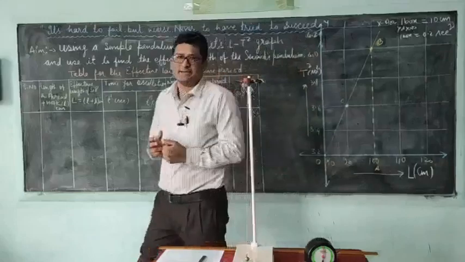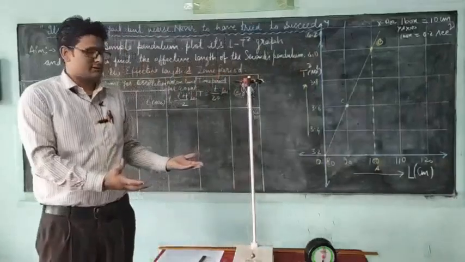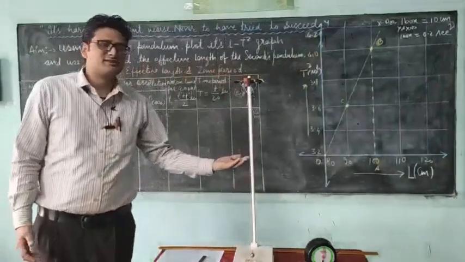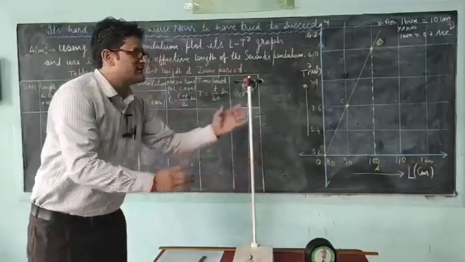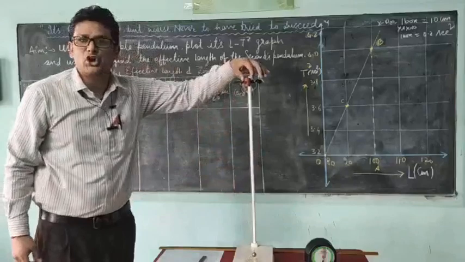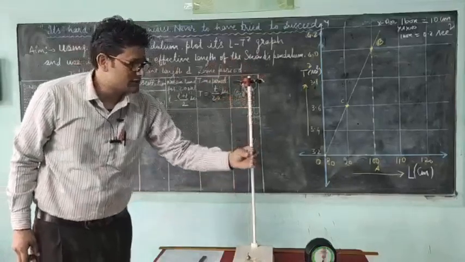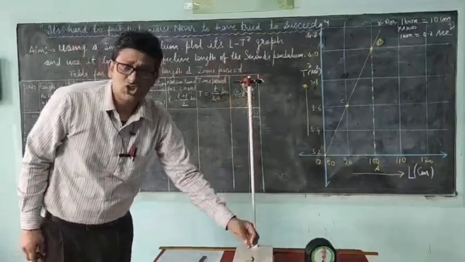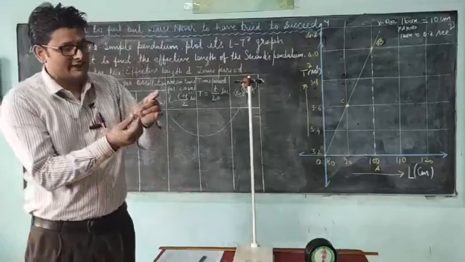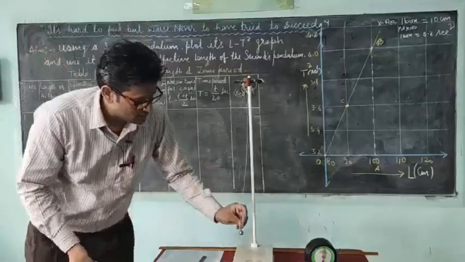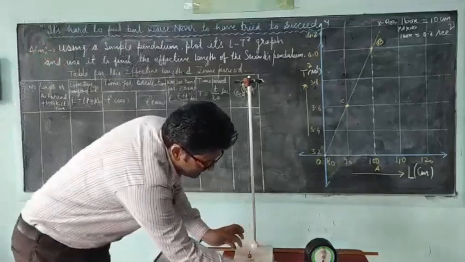For this practical we require the following apparatus. Number one is the clamp stand; you can see over here I have arranged all the instruments like this. Second is the split cork. The next one is the cotton thread. And this one is the metallic spherical bob, connected with the hook. And here I have made the arrangement.